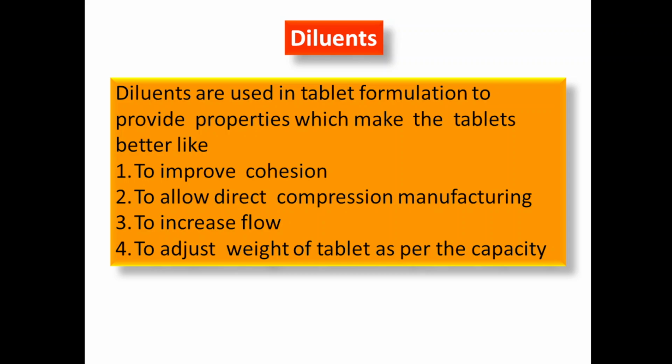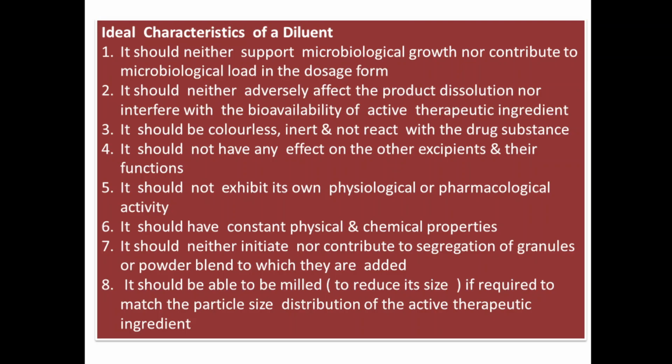For example, we have to prepare a 250 mg tablet, but the dose of that particular drug is 30 mg or 40 mg. It is not possible to formulate 30 or 40 mg of drug into a tablet form. So we have to adjust the weight, or make up the volume, so that a 250 mg tablet will be prepared and we can easily compress it and easily pack it, and it is easy for the patient to administer that drug. All these are the uses of diluent in tablet formulation.